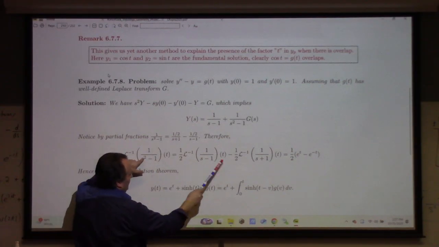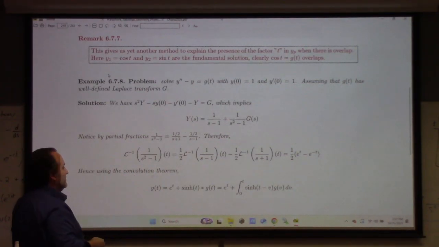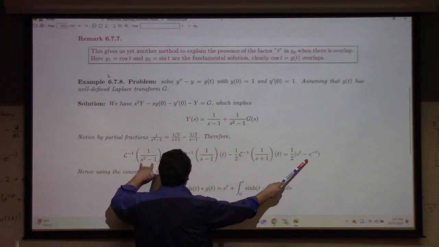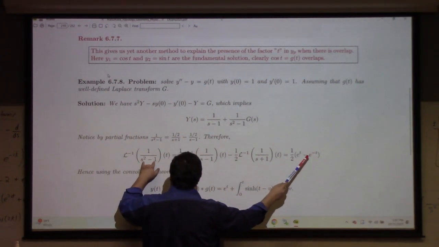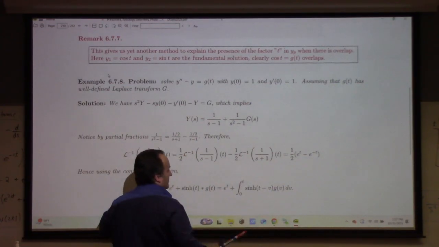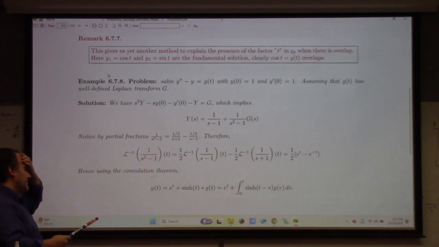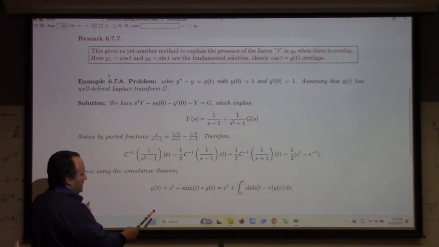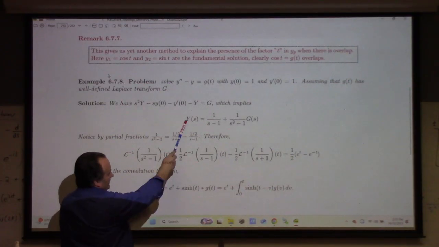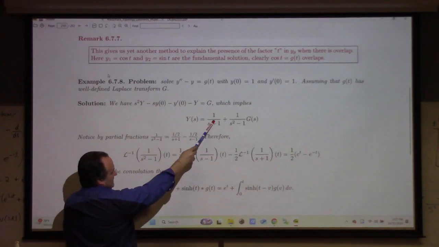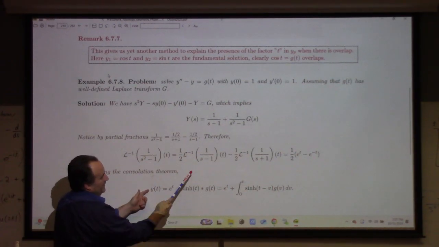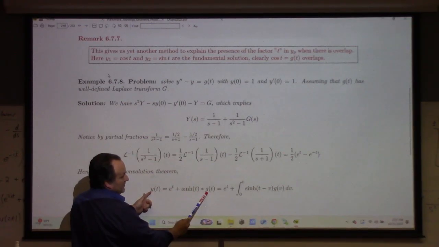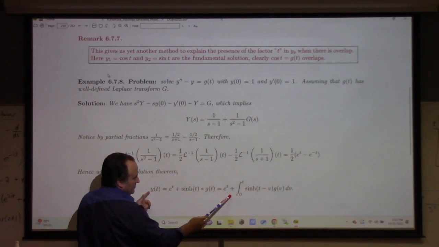I guess I'm partial fractioning this, right? But this isn't surprising. I told you guys about this before, right? This is cosh. Excuse me, that's sinh. The inverse Laplace transform of that is sinh. But anyway, there's the inverse transform. So the solution, the inverse transform of Y, is the first piece that gives me e^t, and this gives me the convolution of sinh with g, which is explicitly e^t plus that integral.